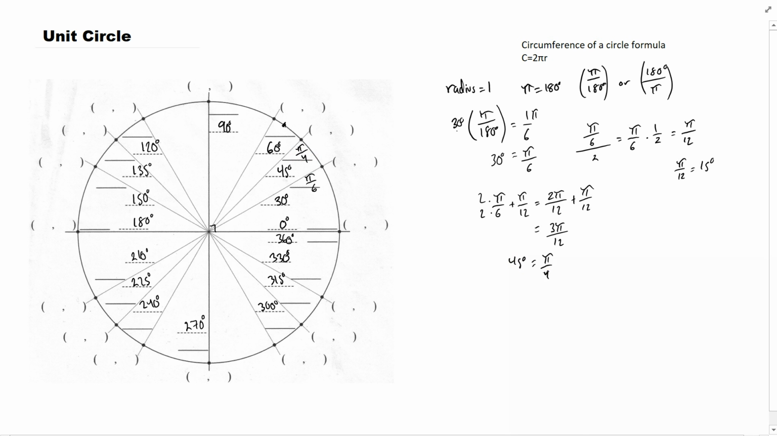And if this is 45 and we add another 15 degrees, that's going to give us a 60-degree angle, but in radians. So let's do it. Pi over 4 plus pi over 12, and we multiply by 3 to get the same denominator. 3 pi plus pi is equal to 4 pi over 12, and that gives us pi over 3.